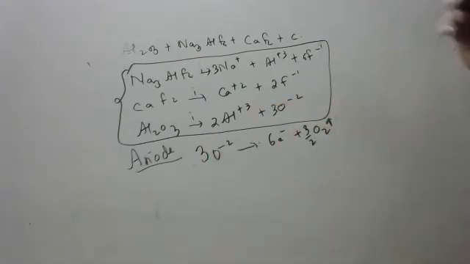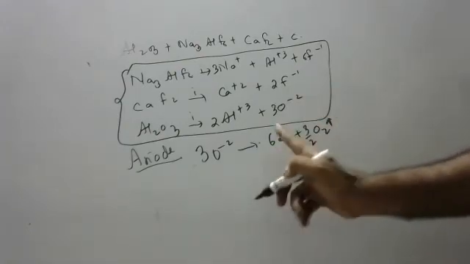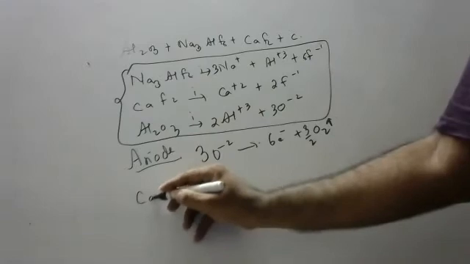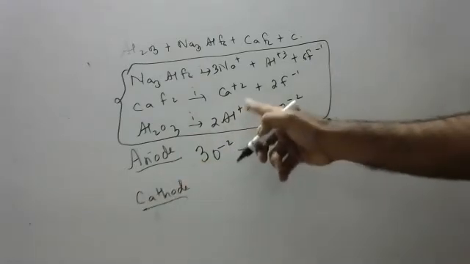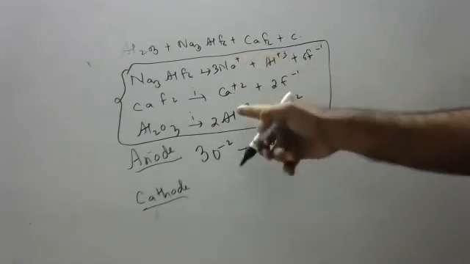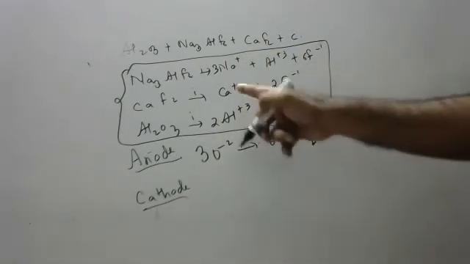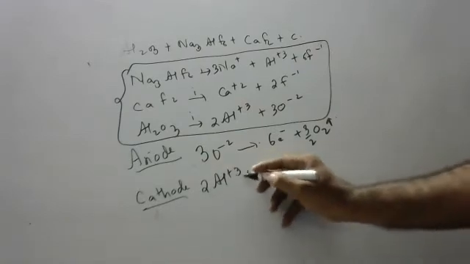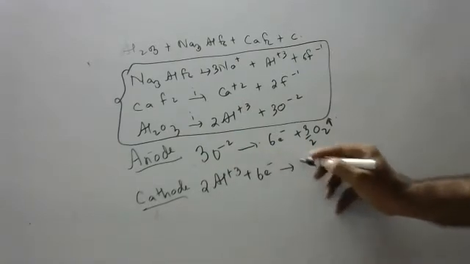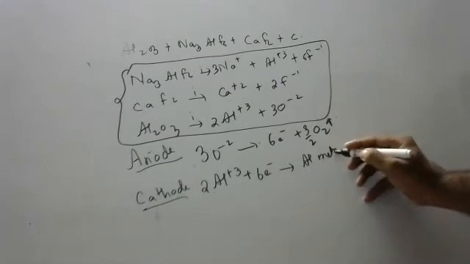If you want, you put 3, right? Okay, children. And this 6 electrons, who will take? 2 aluminiums. Who will go to cathode, children? Plus will go to cathode. Yes, children. 3 of them will go, but aluminium will deposit: 2Al plus 3 takes the 6 electrons and forms aluminium metal.